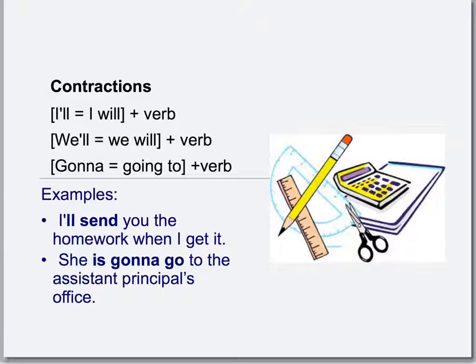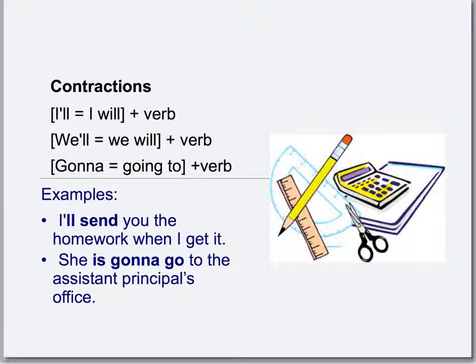Contractions. In English, there are contractions such as "I'll," "we'll," or "gonna." "I'll" is a contraction of the simple future tense "I will." "We'll" is a contraction of the simple future tense "we will." "Gonna" is a contraction of the simple future tense "going to." While some of these contractions are used in everyday English conversation, some of these contractions are not to be used in an academic setting, such as in the classroom or when you're writing an essay.